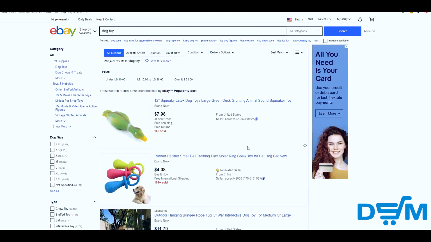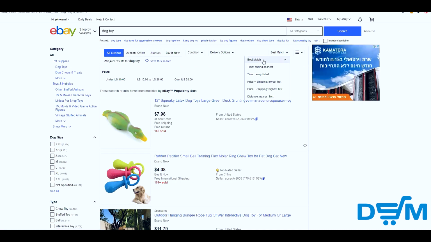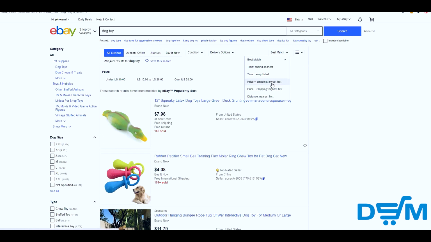So that's the first thing. But it's actually more complicated than that when it comes to the search engine and its results. Not only do the results change per traffic, per person that is searching, but also the person searching can change the results by himself. And how can I change the results? One way is not to go for the best match option. Maybe instead of best match, I will go for price plus shipping lowest first. And this way, I will change the search results.